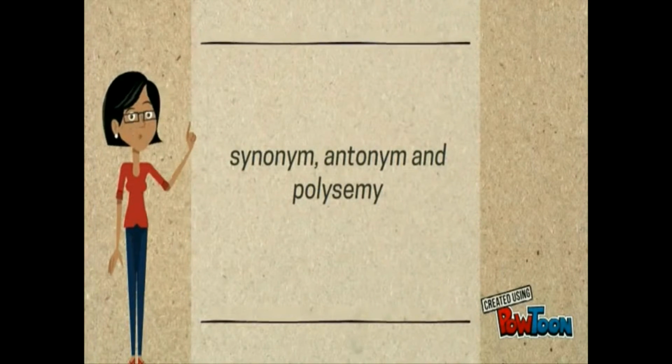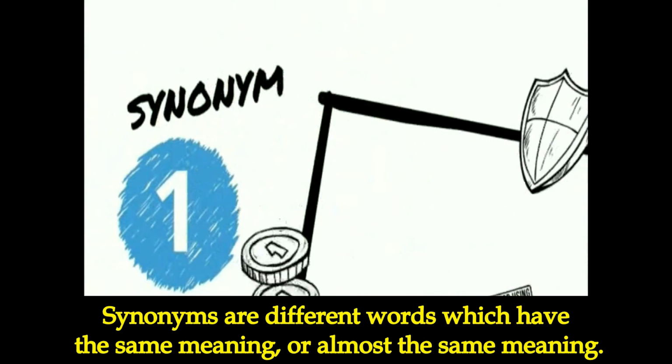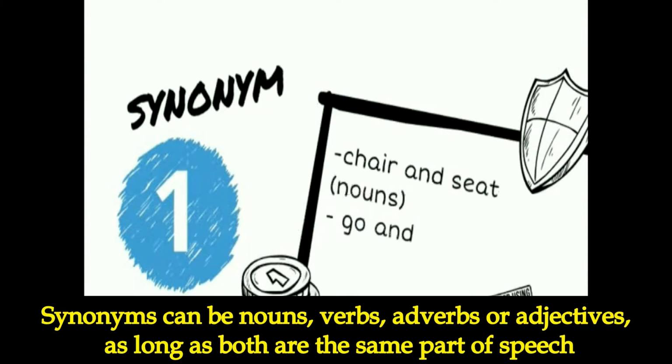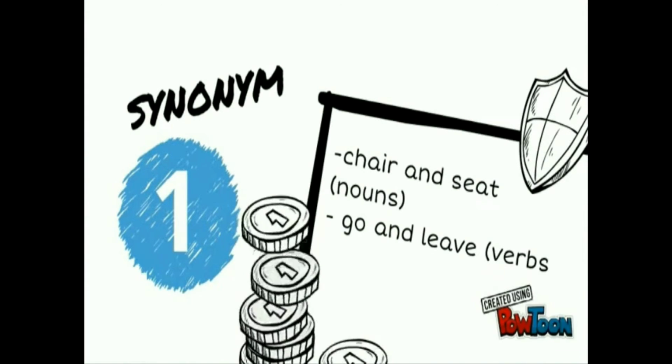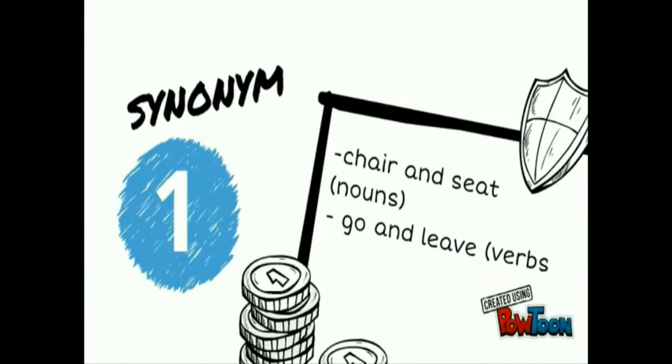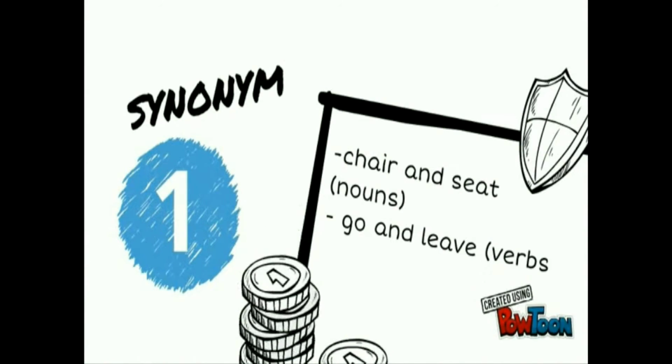Next, synonym, antonym, and polysemy. Synonym. Synonyms are different words which have the same meaning or almost the same meaning. Synonyms can be nouns, verbs, adverbs, adjectives, as long as both are the same part of speech. For example, chair and seat, they are nouns. Go and leave, they are verbs.